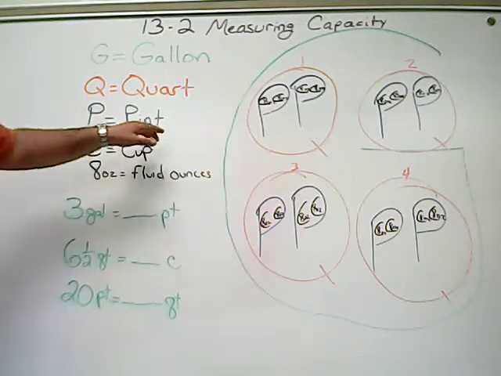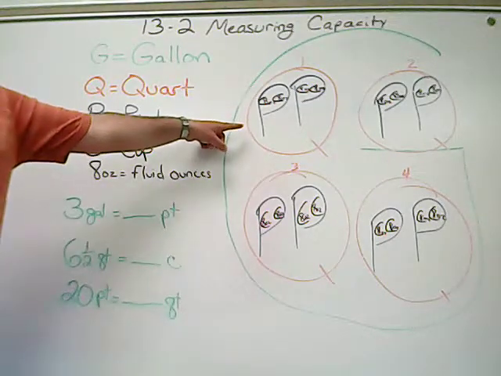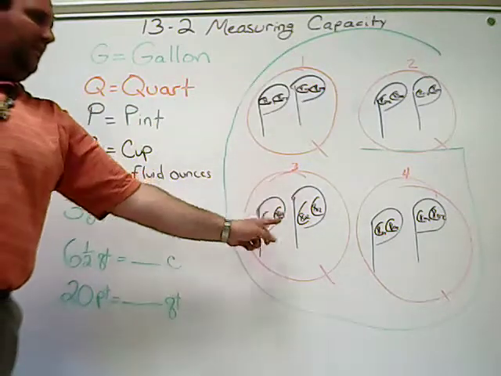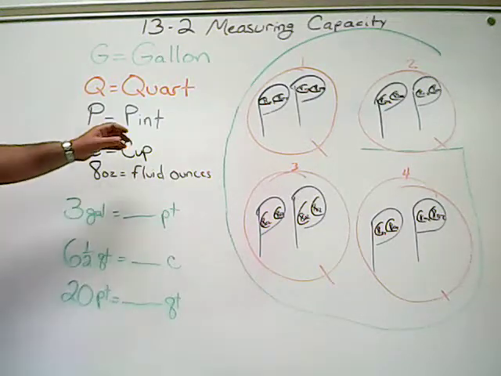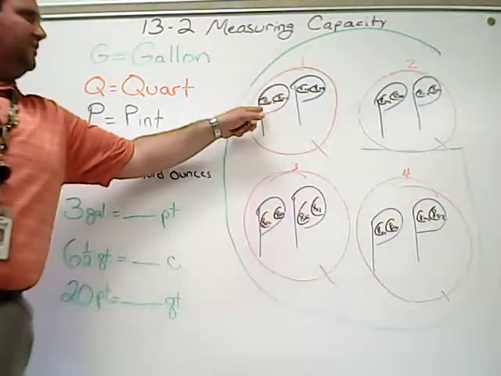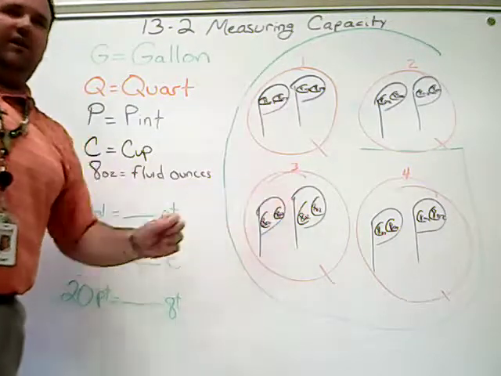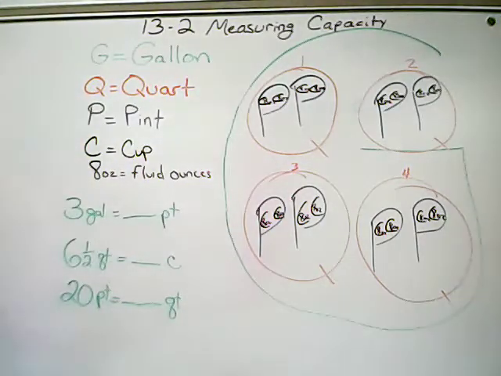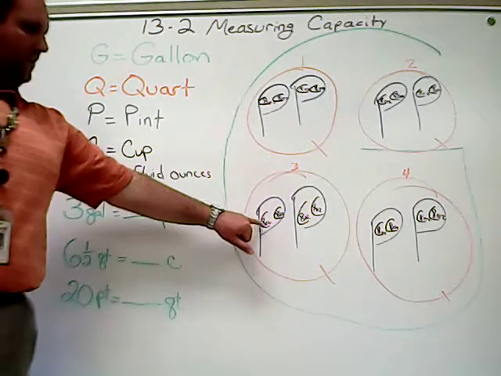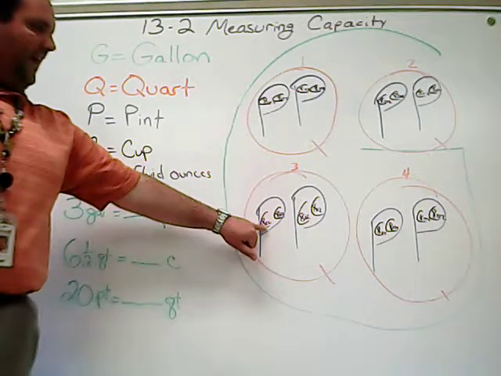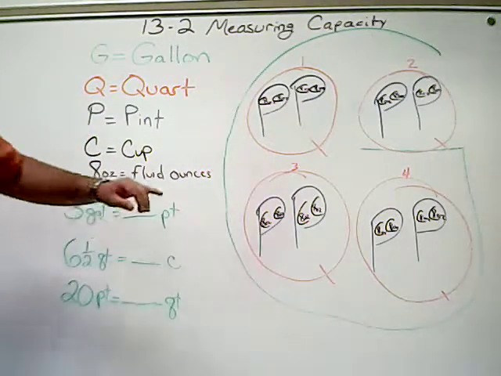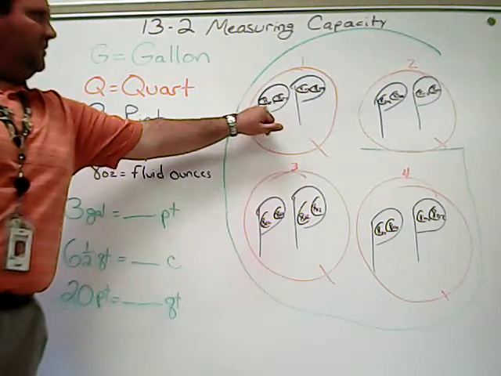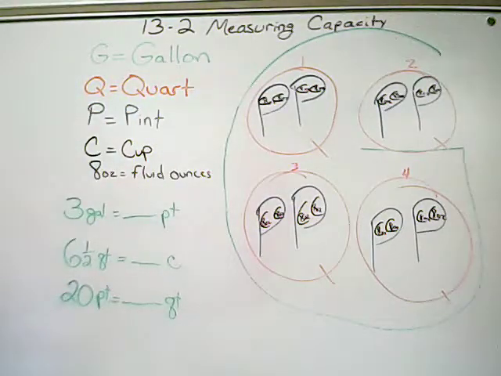Inside my quarts, I have 2 pints, which are my blue Ps. 2 pints inside each quart. And then finally, inside my pints, I have 2 cups. So inside my pints, I have 2 cups in each one. And the smallest measure of capacity that we're going to talk about today is ounces. Inside each one of these itty-bitty cups is an even smaller amount of liquid. 8 ounces are inside each cup. I'm not even sure if you can see it. It's so small. But inside each one of these Cs is an 8 with an OZ, ounces.